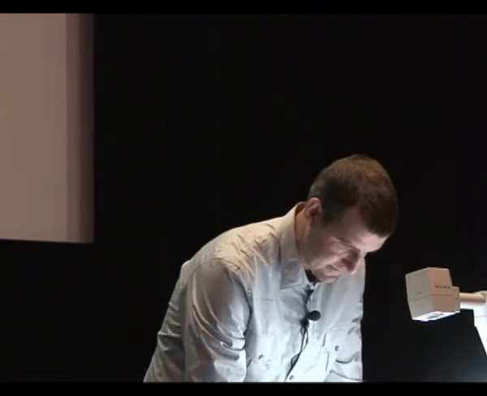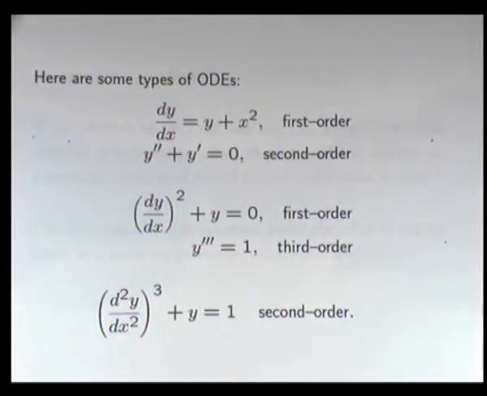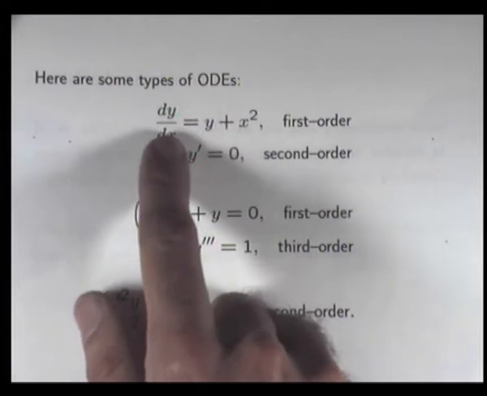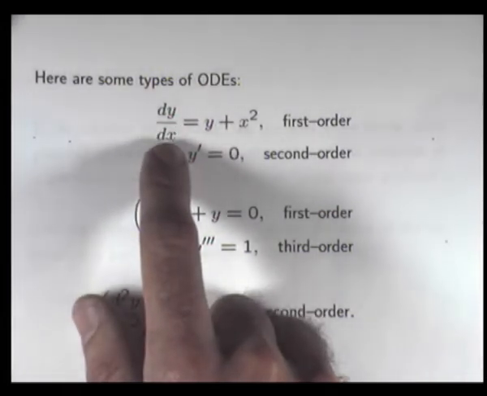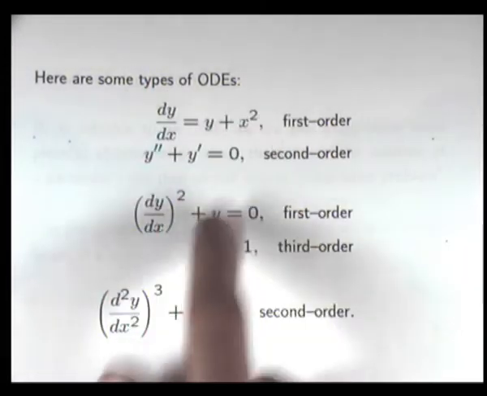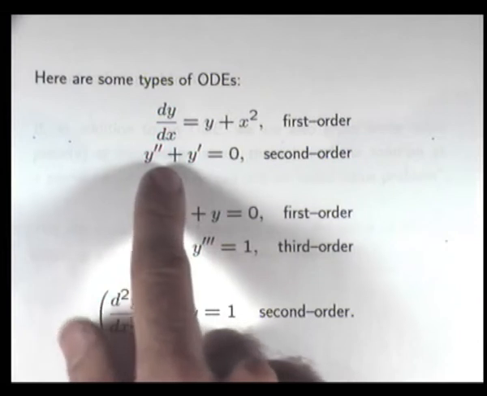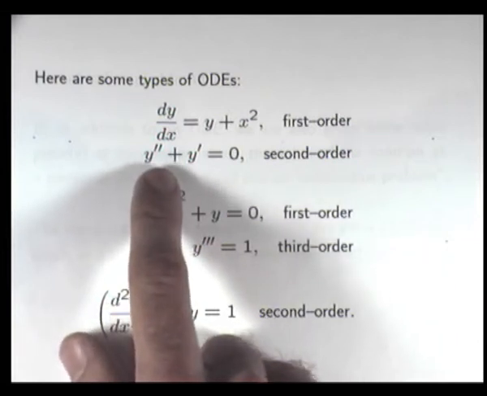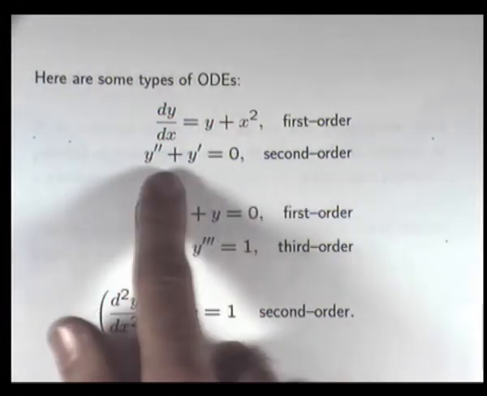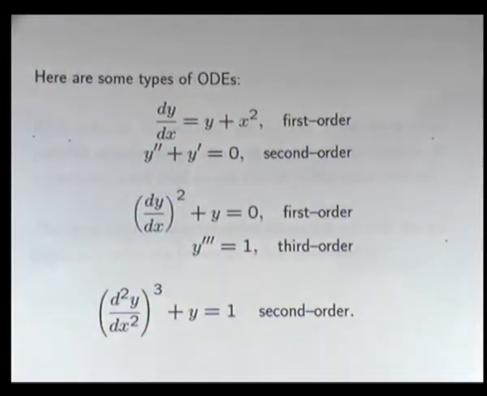So let's have a look at some examples. If we look at this first equation, you can see I've got a dy dx in there and no higher order derivative. So this would be a first order differential equation. If we look at this second equation, the highest derivative is the second order derivative. So this would be called a second order ODE.